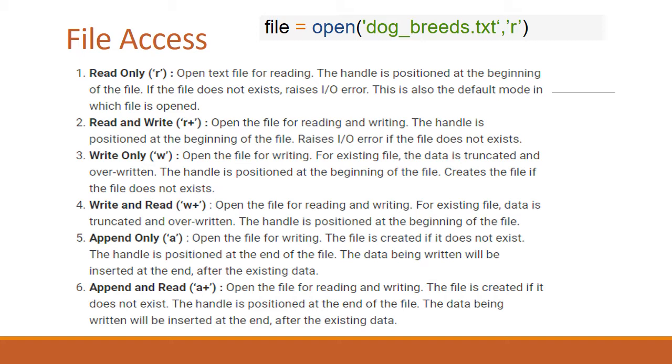How does that differ from a? With append, we open the file for writing. The file is created if it doesn't exist, and the handle is positioned at the end of the file.